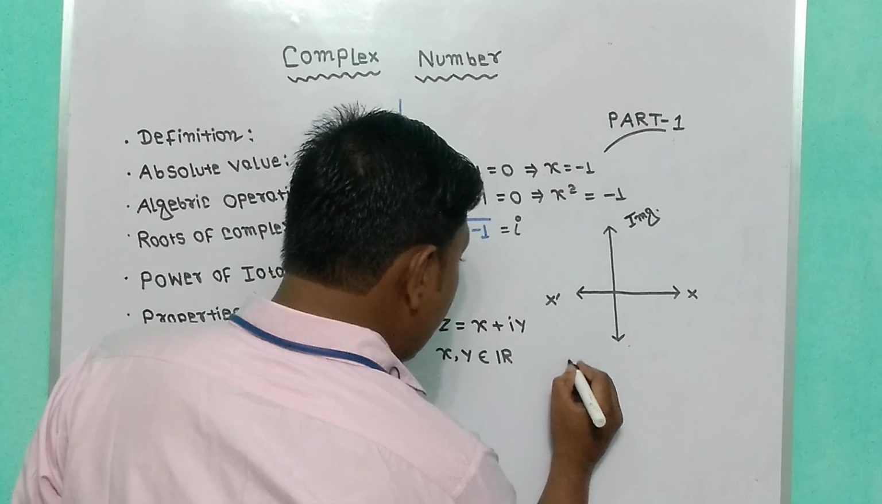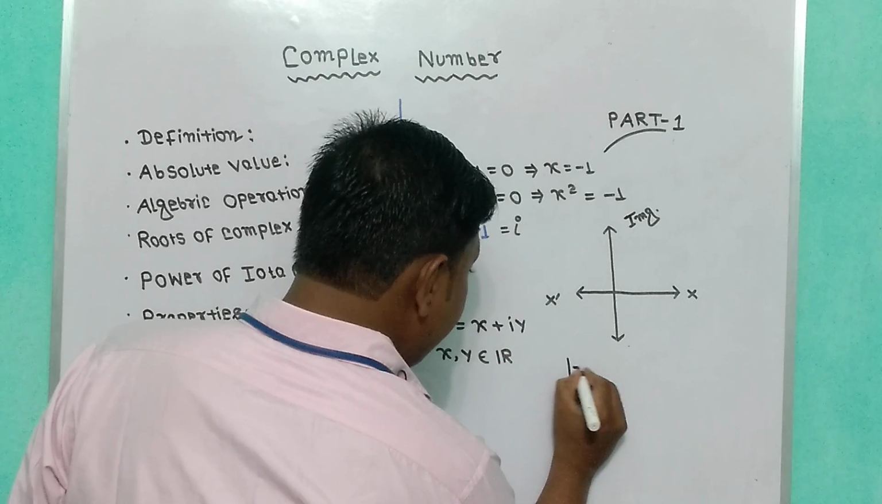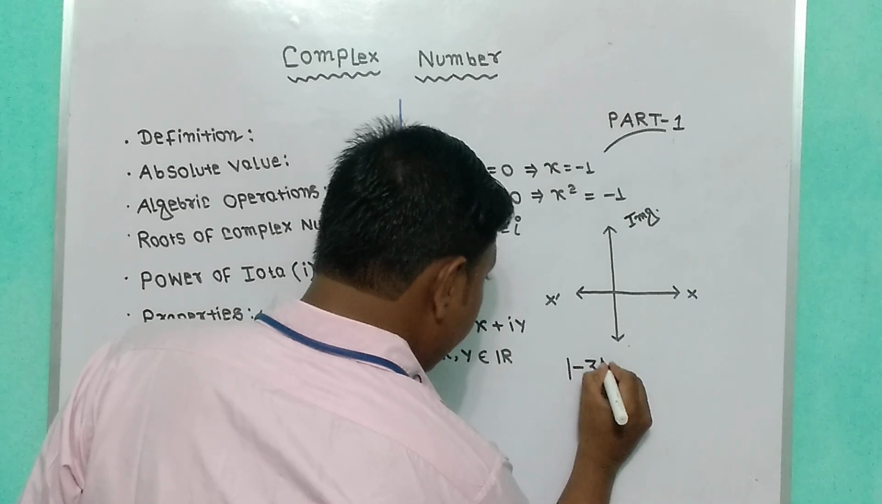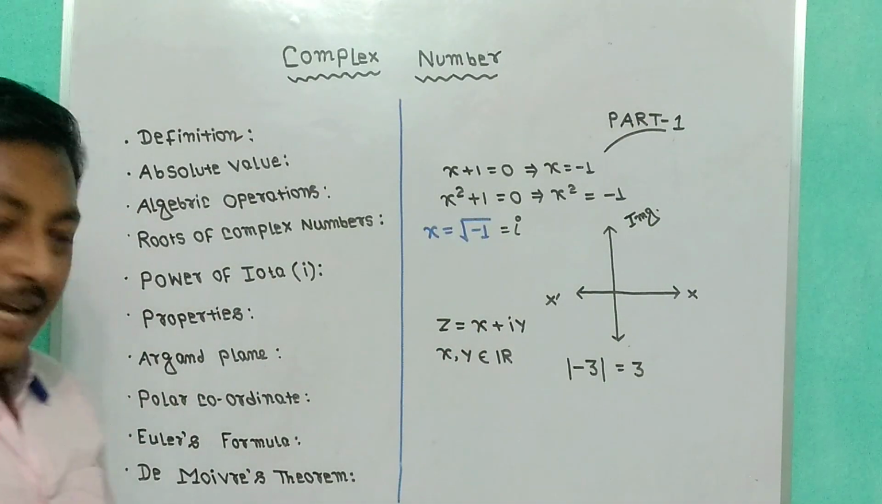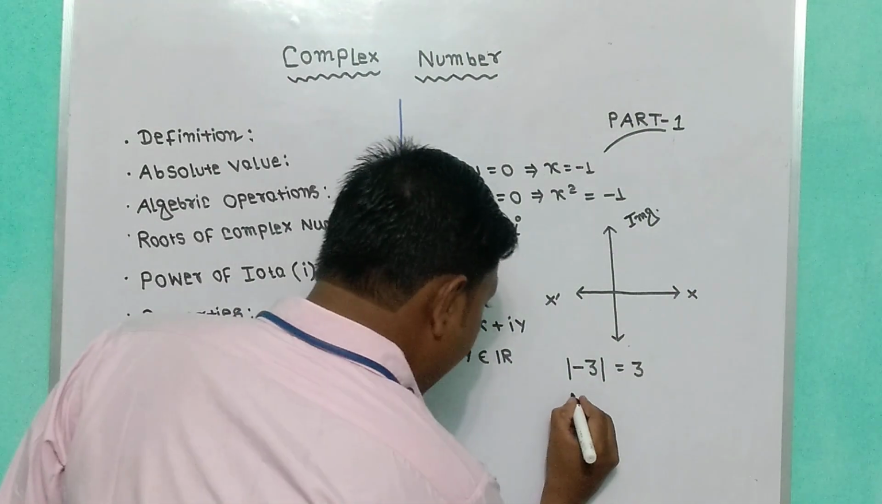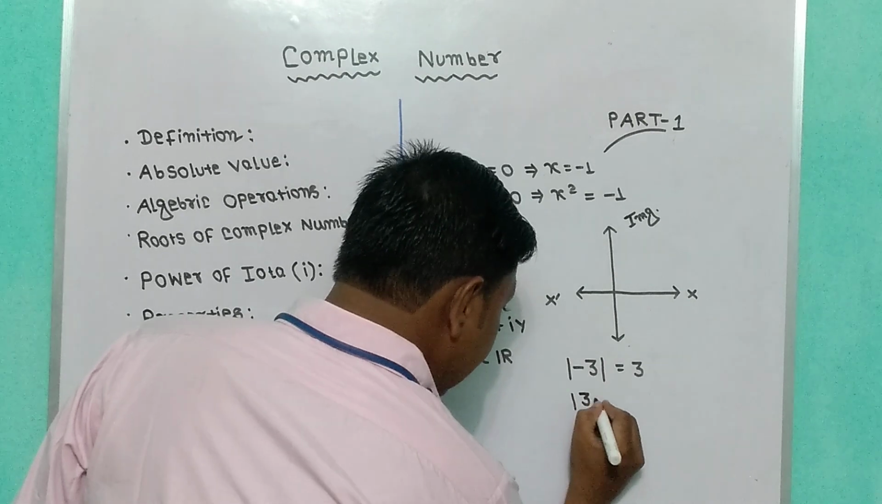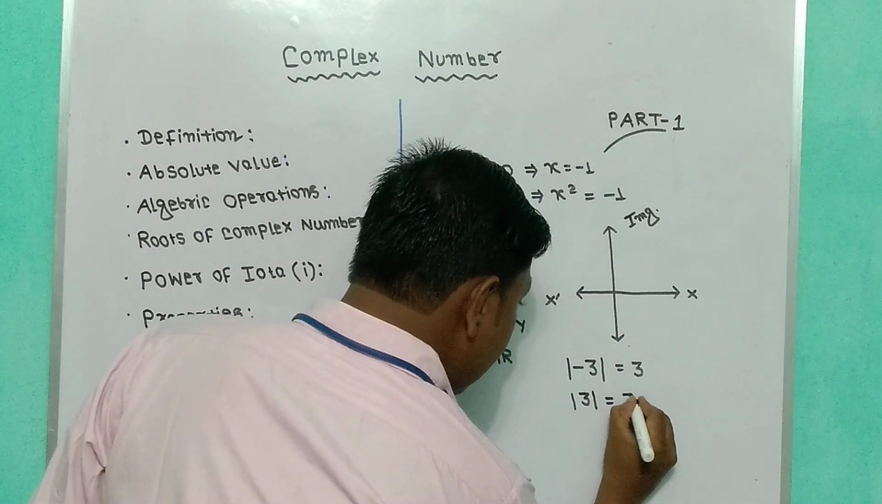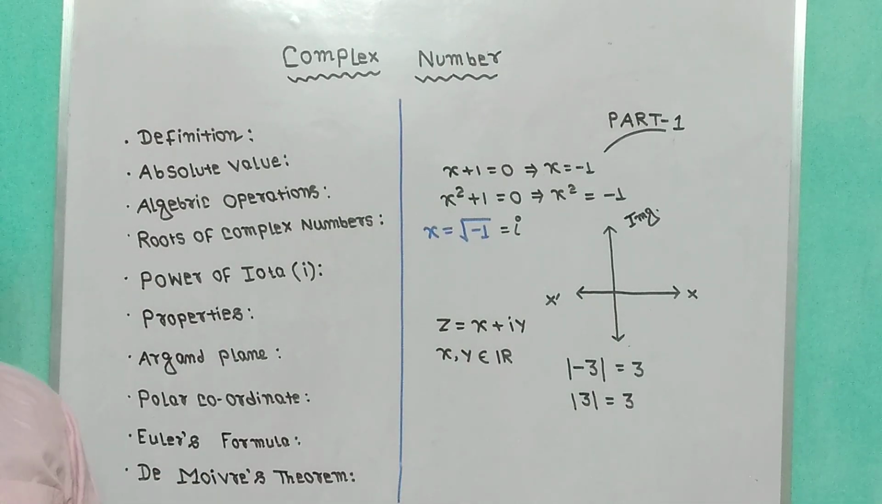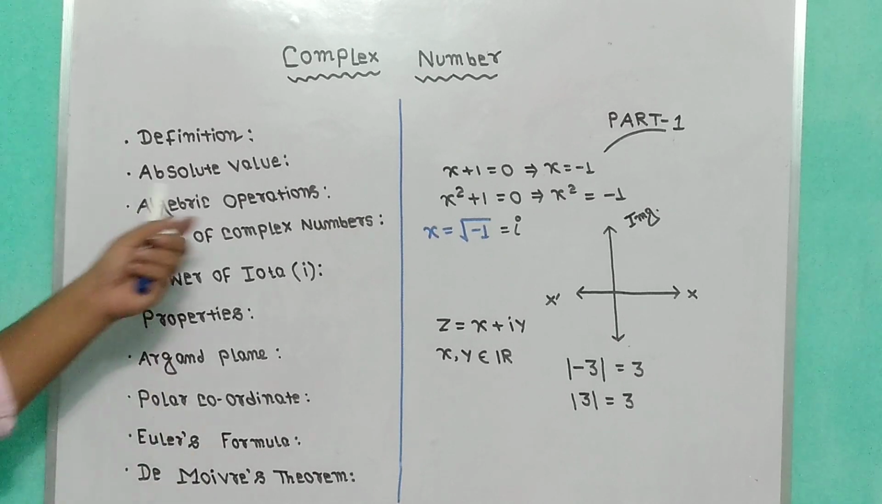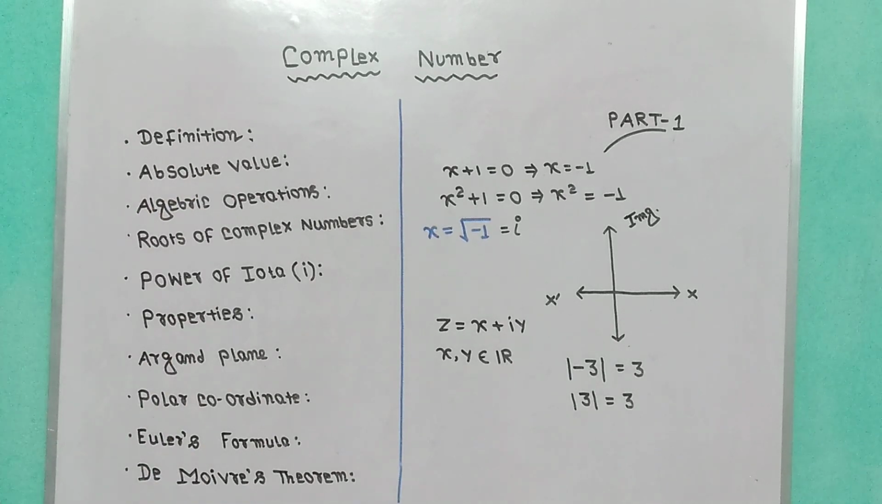Absolute value means, you all know that if I am writing mod of minus 3, that means we will get 3. Clear? Otherwise, if we write mod of 3, that means also we will get plus 3. So this is the absolute value of real numbers. But now I am going to discuss absolute value of complex number. It is a little bit different.